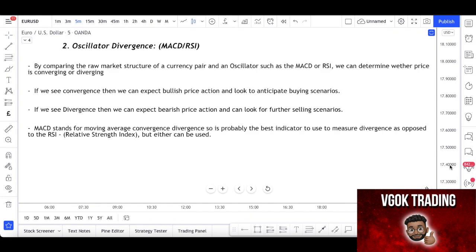In my personal opinion, it's probably the best indicator to use to measure convergence and divergence, as opposed to the RSI, which stands for Relative Strength Index. But it is to be known, either can be used. They're both oscillators, so they both have the capabilities of measuring the degree of convergence or divergence. But for now, let's jump into some chart examples of this.